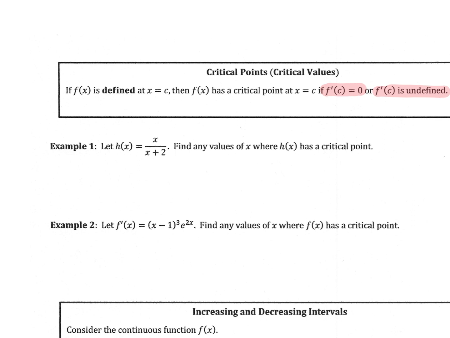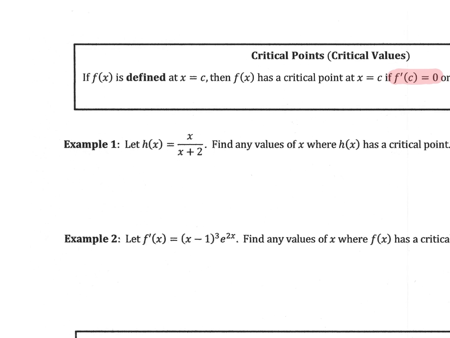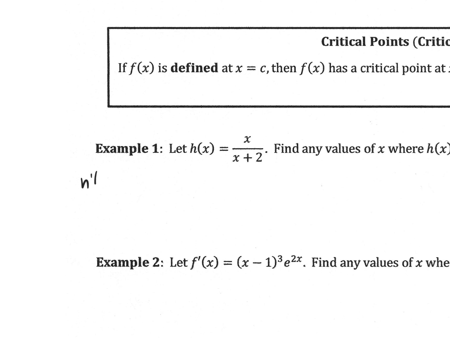Okay. Now, critical values is either going to be when the derivative equals 0 or when the derivative is undefined. So first I need to find the derivative. If I find the derivative of this function, we're going to have to use low d high minus high d low, right? So h prime of x equals low d high minus high d low all over low squared.